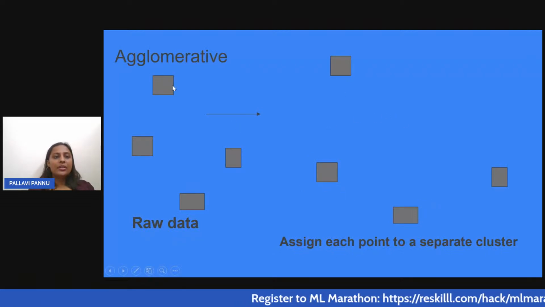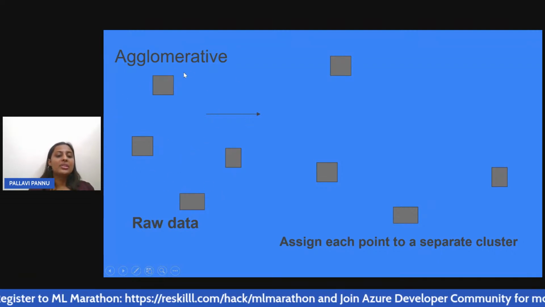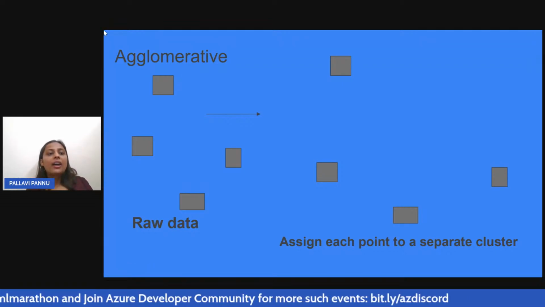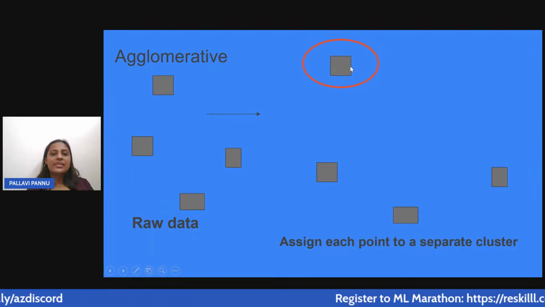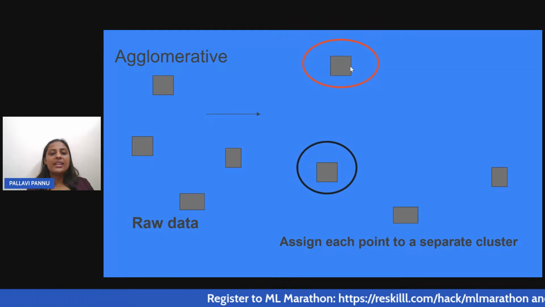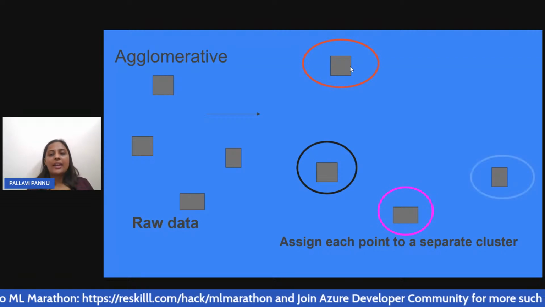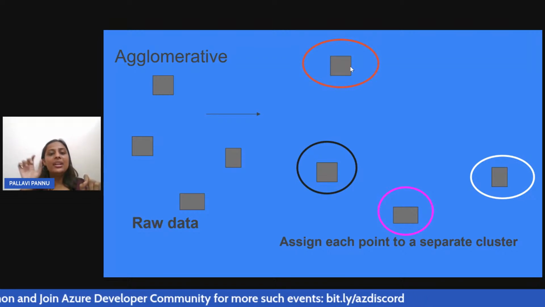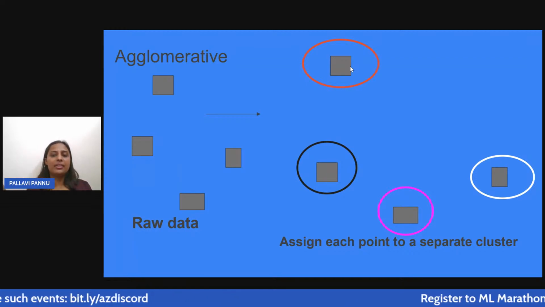So, for example, you have raw data points. You have one, two, three, four data points. In the real world, these can be 1,000 data points and more than that, but let's assume, for example, we have four data points. So in the first step, I'll assign each to a separate cluster. I'll assign the first data point to the red cluster, the next data point to the black cluster, the third data point to the pink cluster, and the fourth data point to the white cluster. So I have the raw data and I assign every data point to a separate cluster. Initially all data points are in separate clusters.